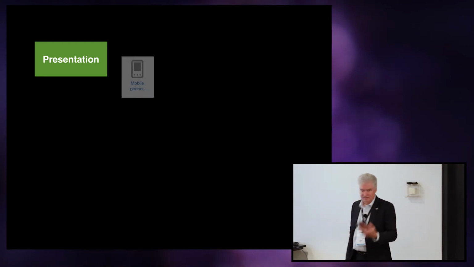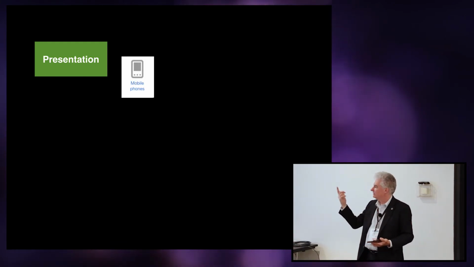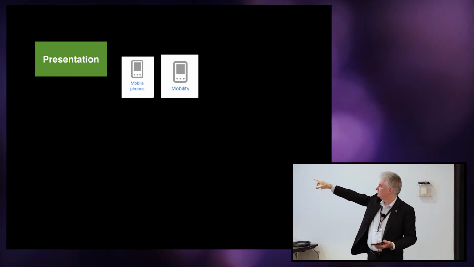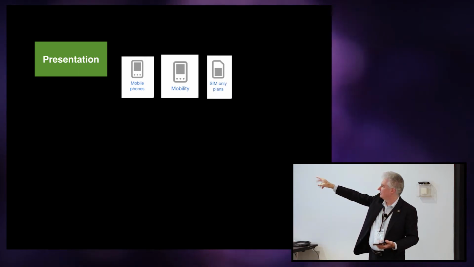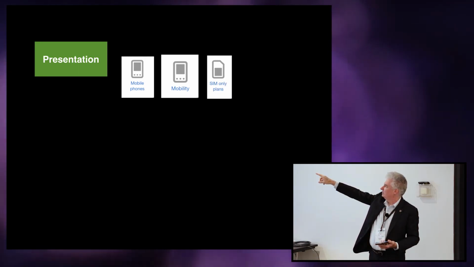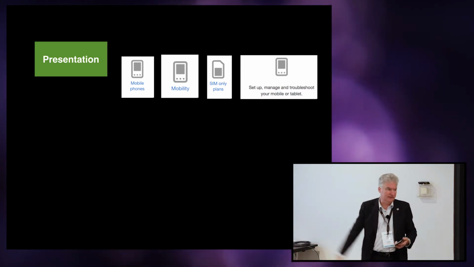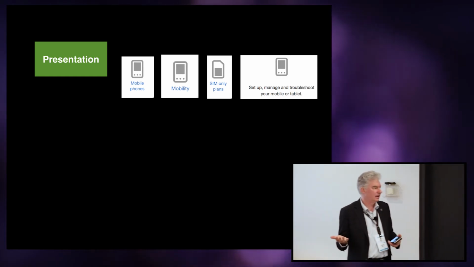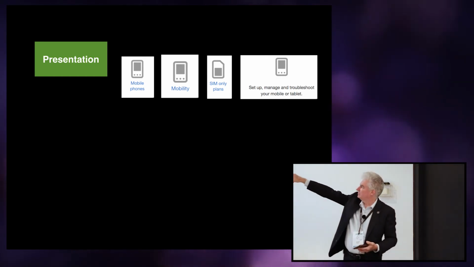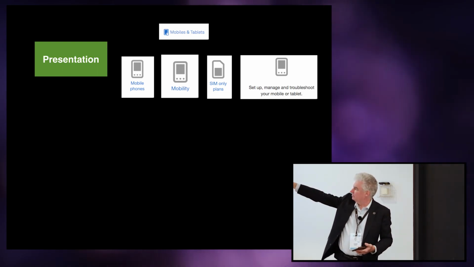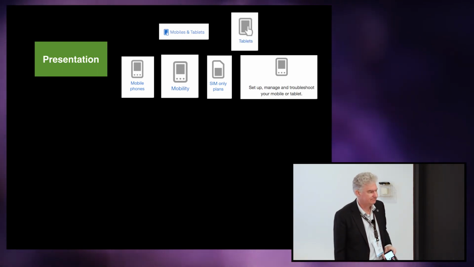So on their website, they have something that looks like a phone. I don't know what the 3 buttons are for. That sometimes are mobile phones, and sometimes it's about mobility, and sometimes it's about, well, SIM, but that's sort of a phone, but it's not. And then the phone can set up, manage or troubleshoot, so it's actually a process, but it also includes tablets. And there's another one up the top left, which is mobiles and tablets, which is a picture of a tablet. And there's also a picture of the tablet just with the word tablet.